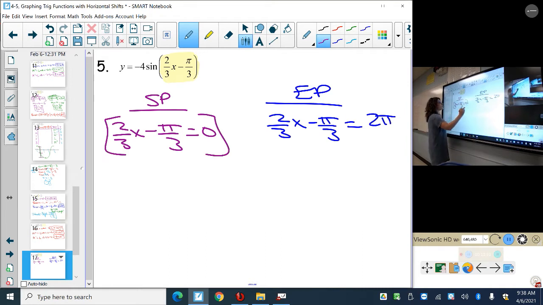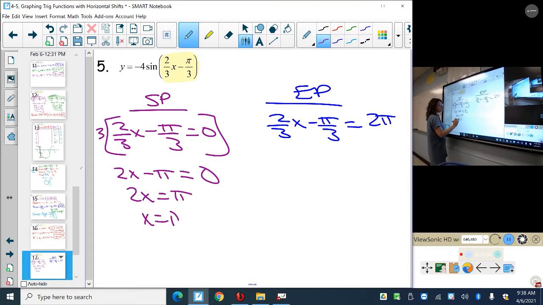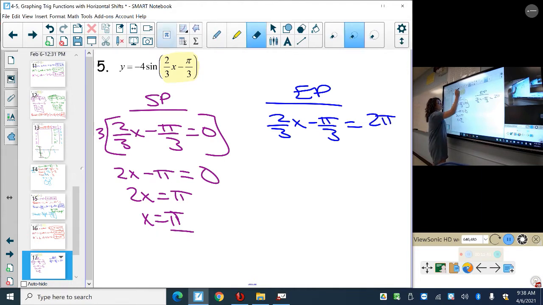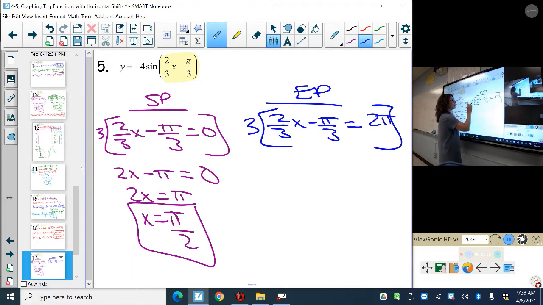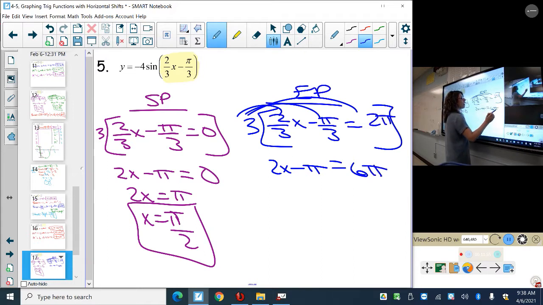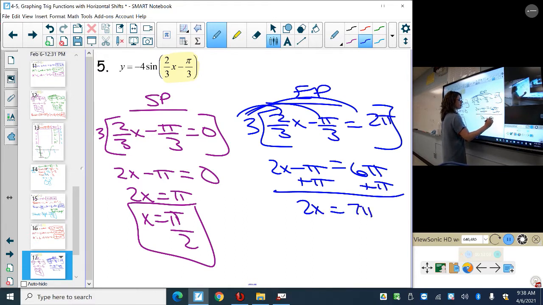So I'm going to multiply everything by 3. So this is a 2x minus a pi is equal to 0. So 2x is equal to pi, so x is equal to pi over 2. Okay? Next, my ending point, I'm going to multiply everything by 3. So that's a 2x minus a pi is equal to a 6 pi. Number one mistake, 2 times 3 is 6. Add that pi over. You're going to get 2x is equal to 7 pi. X is equal to 7 pi over 2.